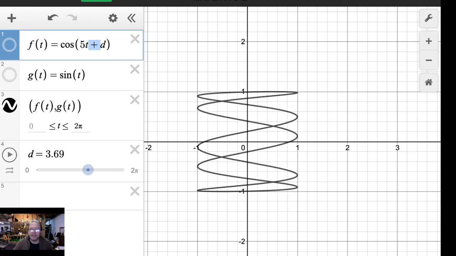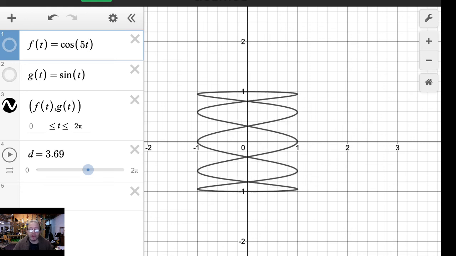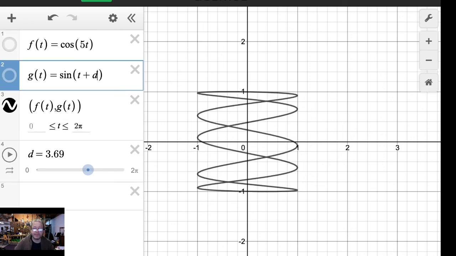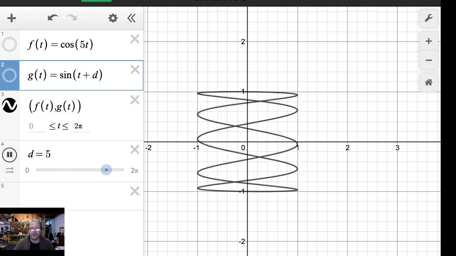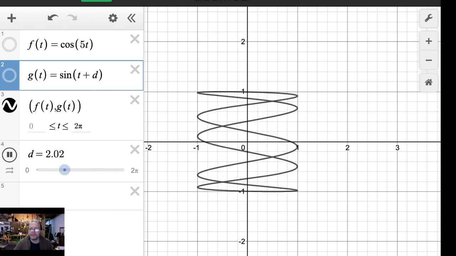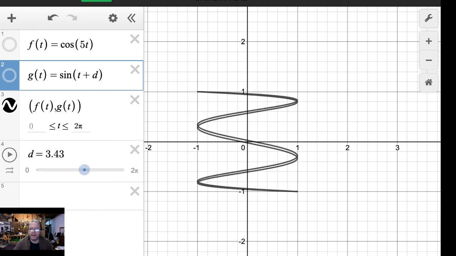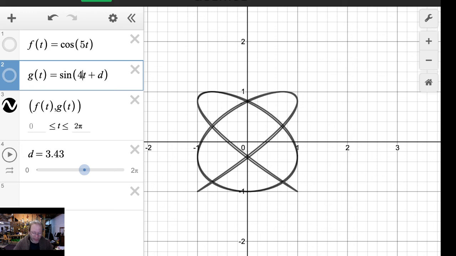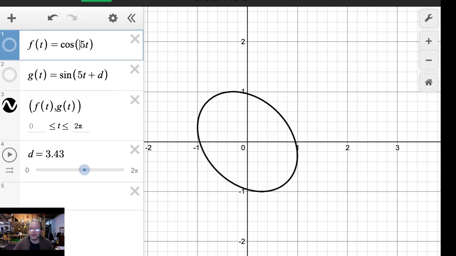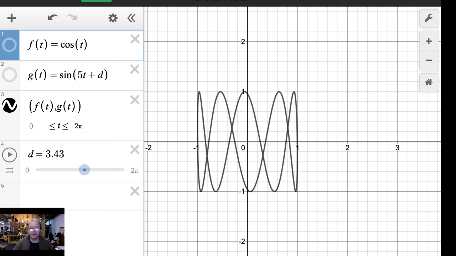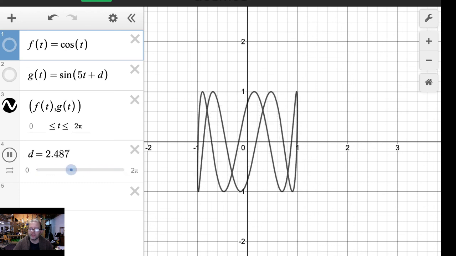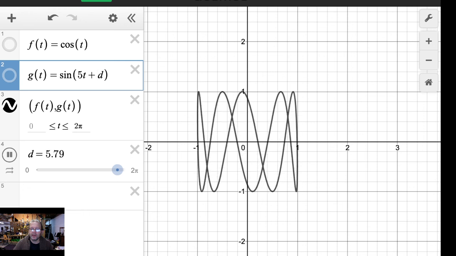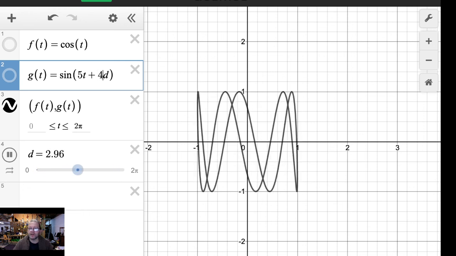If I take this d and move it to here, it's still rotating up and down. Why is that? I think if I wanted it to rotate the other way, I'd have to do this. So now it's rotating in this direction. If I wanted it to rotate faster, I could put a coefficient there on it.